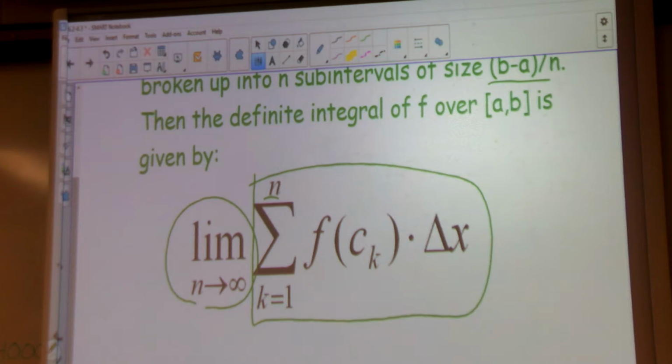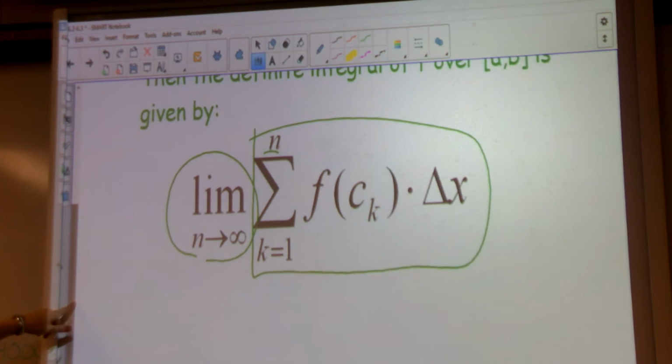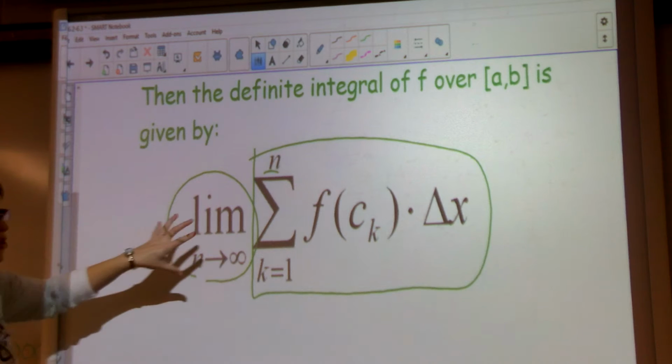You're right. We're getting more and more rectangles, so they are getting infinitely smaller. So it's making it more accurate. And if we take the limit as you go to infinity, it's virtually going to be the exact area under the curve. And that's what a definite integral is. Okay? But this is the definition of a definite integral.